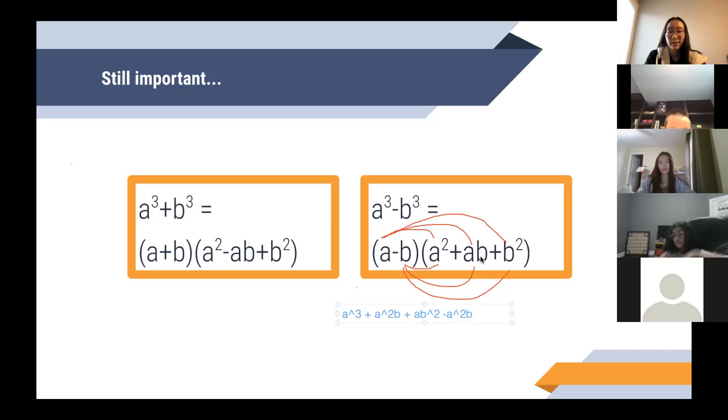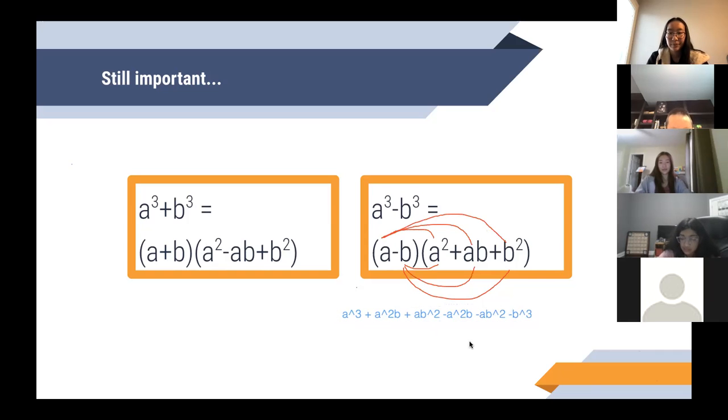Anybody? Yep. Negative b squared a. Yeah, and then we'll write it negative ab squared, but same thing. Then finally, negative b times b squared, is what she meant. Sorry. Negative b cubed. Yes. Excellent. Thank you for answering.